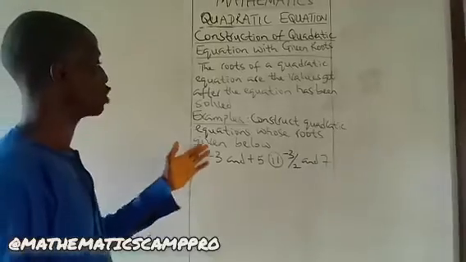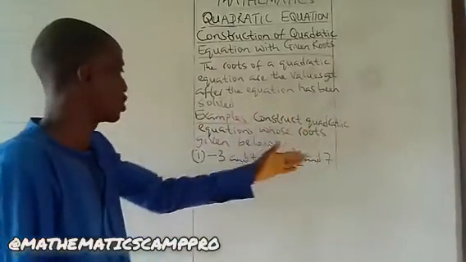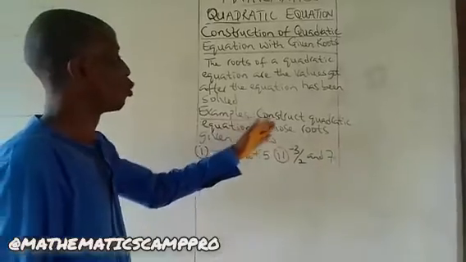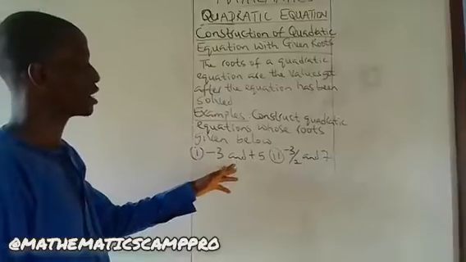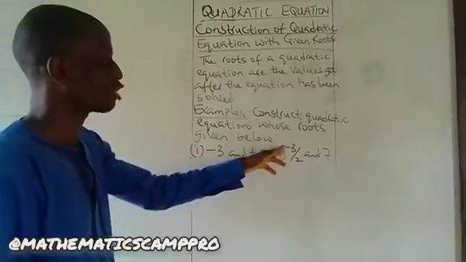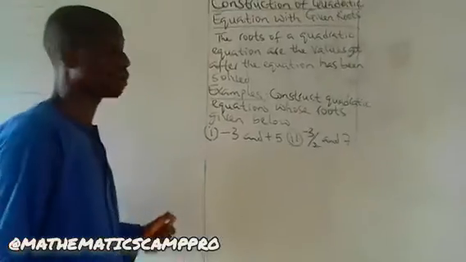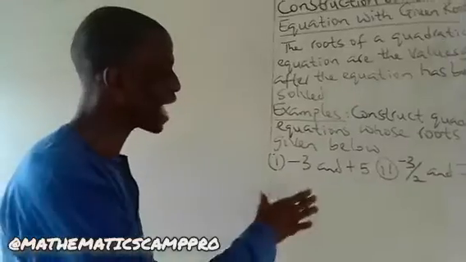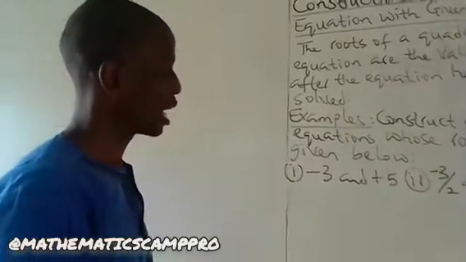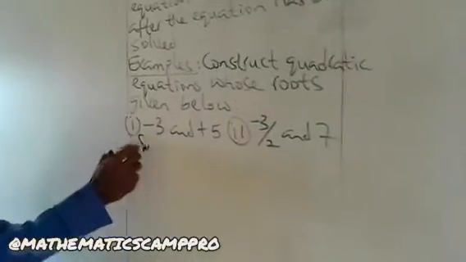Now, if we look at the example on the board, we are asked to construct quadratic equations whose roots given below are minus 3 and plus 5, and also minus 3 over 2 and 7. Viewers at home, please get your writing material and pay rapt attention as I'm going to get the solution done. Solution.